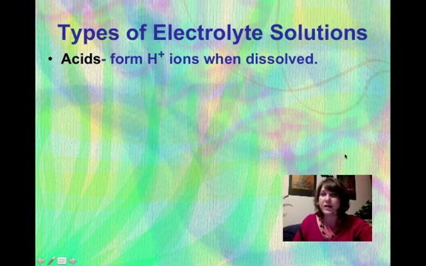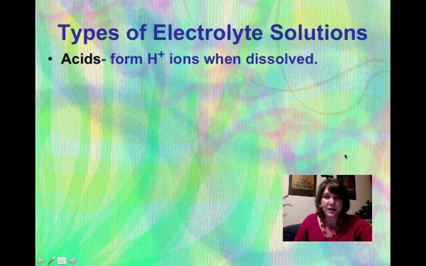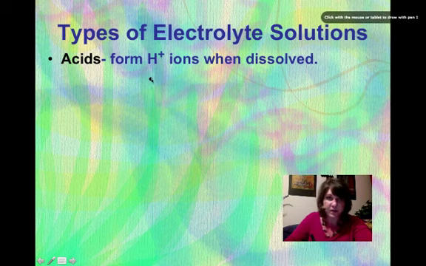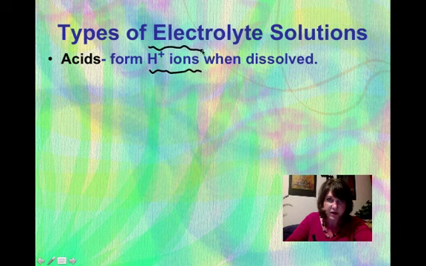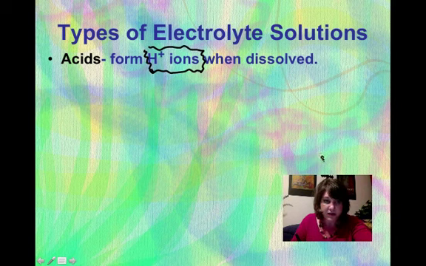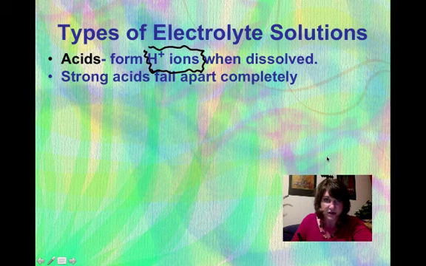Oh yeah, types of electrolytes. Here we go. There's a couple of important types of electrolytes that we're going to focus on in this unit in particular. Acids are those that form hydrogen ions when they are dissolved. So that's our definition of an acid. What type of ion is a hydrogen ion? Hydrogen ions are super critical. They make acids, but they also make things happen in your body's cells.